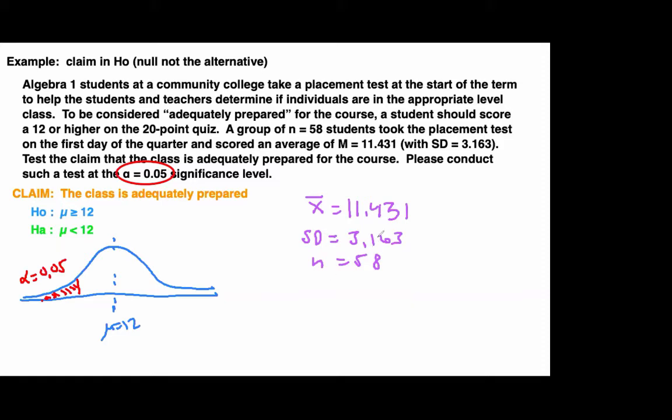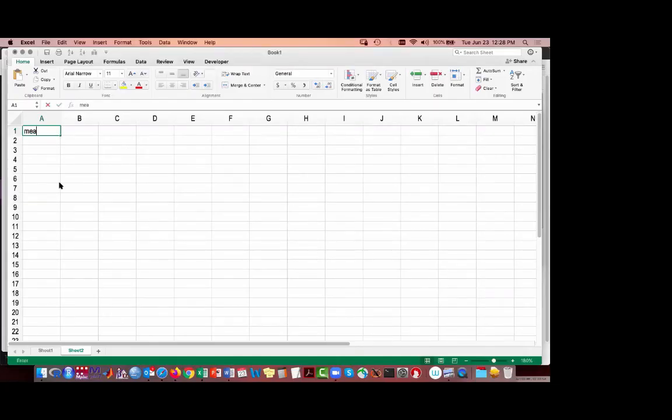I'm going to go ahead and punch this into Excel because we can. That's probably the most straightforward way to do this. So again, this is all information from the sample. Our mean was 11.431, the standard deviation was 3.163, and the sample size was 58. That's all information I'll record there.